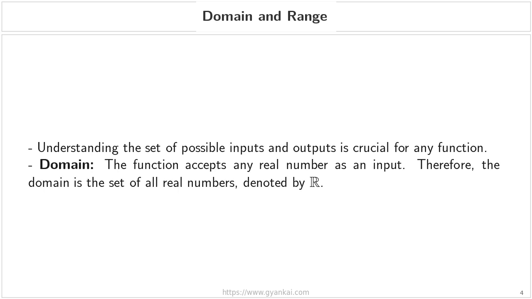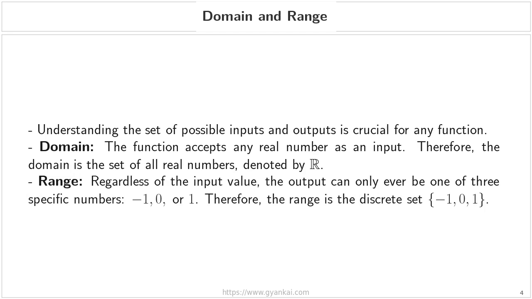First, let's talk about the domain. The domain refers to every possible value that we are allowed to plug into our function. In the case of the Signum function, there are no restrictions. The function accepts any real number as an input. Whether it is a massive positive number, a tiny negative fraction, or exactly 0, the function can handle it. Therefore, we say the domain is the set of all real numbers, which we denote by the symbol R.